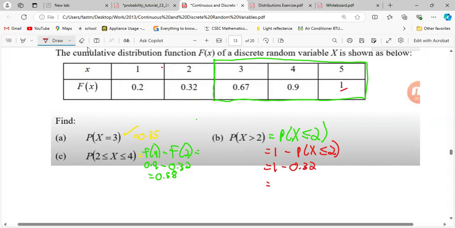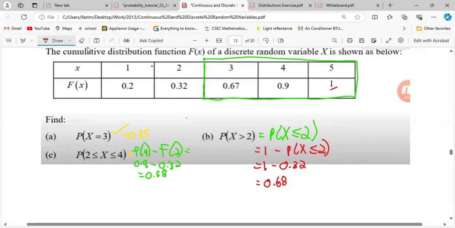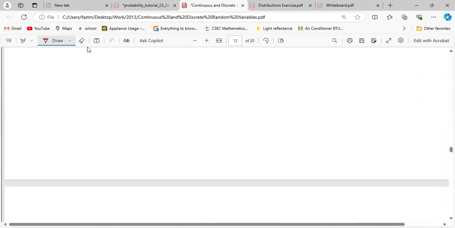1 subtract 0.32, and that is 0.68. And that was it. That was that. So that was discrete and continuous. That is basically everything you need to know about it.